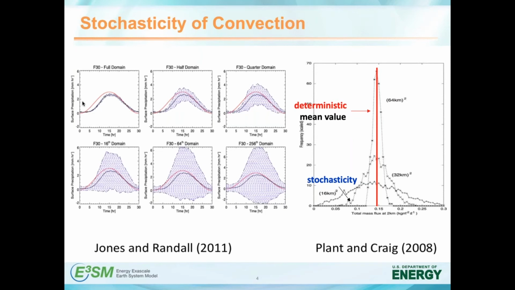On the other hand, as you start to average over smaller and smaller subdomains, it becomes clear that the standard deviation is much larger as you get to a very high resolution. And similarly, Plant and Craig carried out simulations, and when they average the mass flux over a larger domain, the mass flux distribution has a very narrow peak. On the other hand, if you average over a smaller domain, it becomes a much wider distribution. So what this says is that given the forcing, there is a wider range of response if you go to a smaller domain.